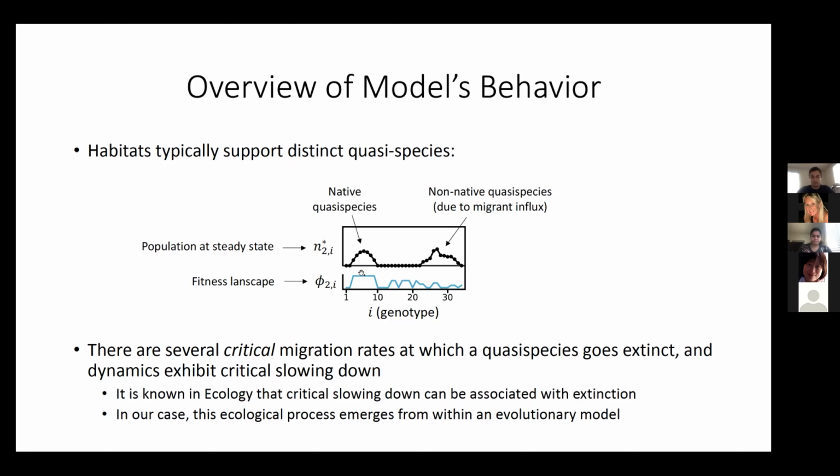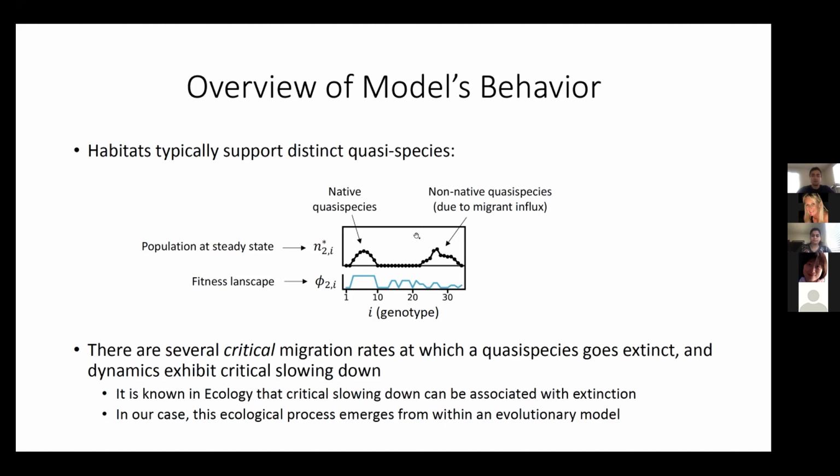So here, this is the region where fitness is the highest. And as you would expect, there's a locus of population around this region of genotype space. And that's what we call the native or the well-adapted quasi-species. But now, in this case, there's also migration into the habitat.